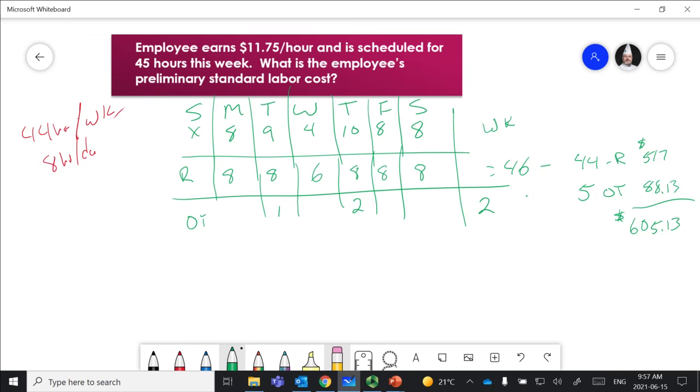But that's because I changed the example so that we knew what they were working every day, right? So remember, in Canada, anything over 44 hours a week or 8 hours a day. But you have to take out this 8 hours a day first before you calculate anything over the 44 hours in the week.